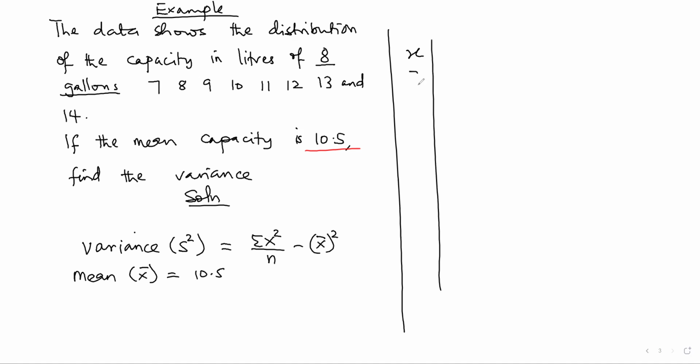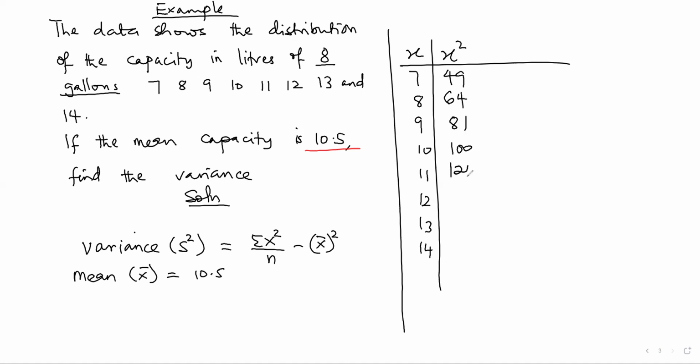Our x is given to be 7, 8, 9, 10, 11, 12, 13, 14. So we can find our x squared. 7 squared is 49. 8 squared is 64. 9 squared is 81. 10 squared is 100. 11 squared is 121. 12 squared is 144. 13 squared is 169. 14 squared is 196.